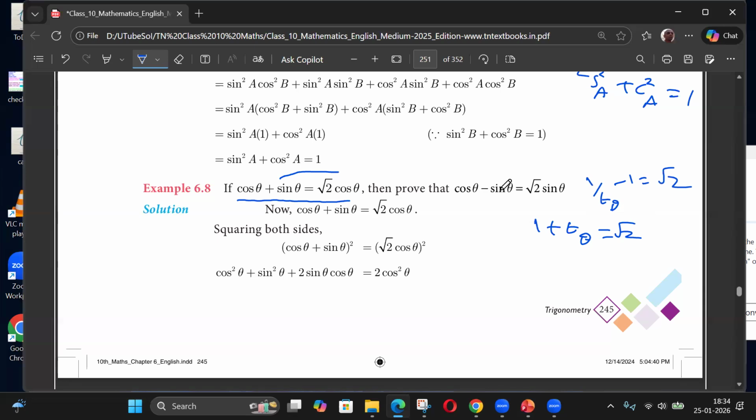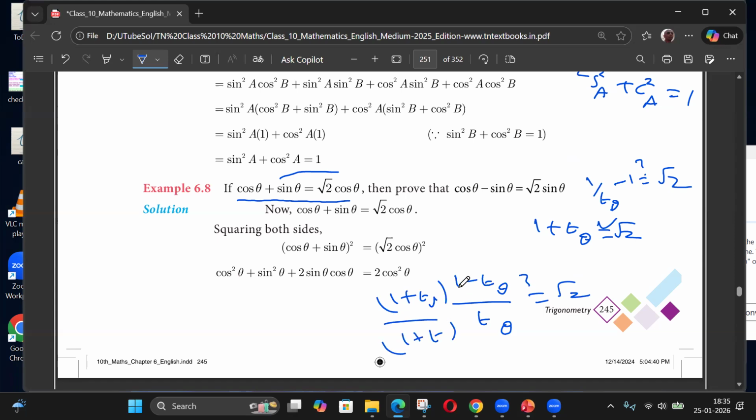That's correct. Divide by sine, I'll get 1 by tan minus 1 equal to root 2. 1 minus tan theta by tan theta. So 1 minus tan theta by tan theta equal to root 2. This is the other proof. Okay, this is given. This is the first one.